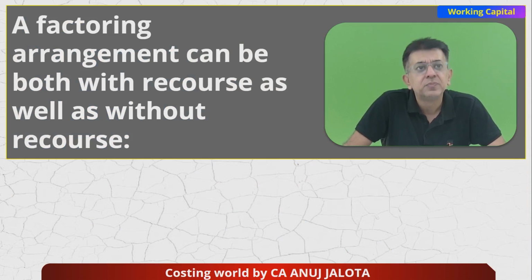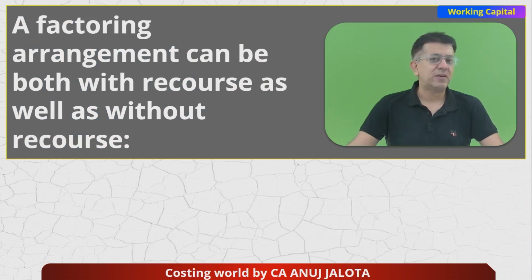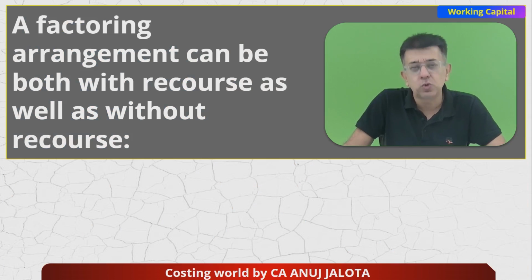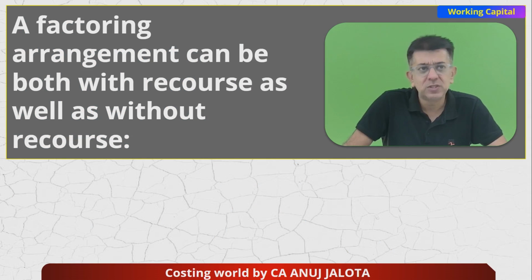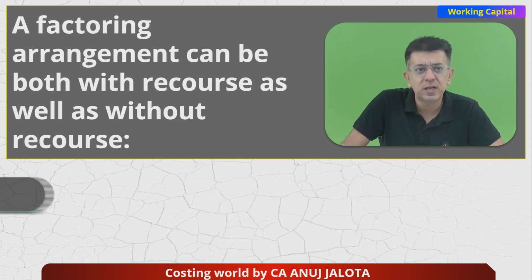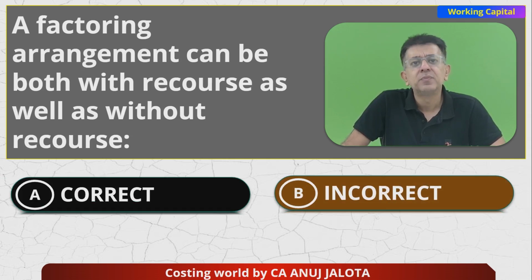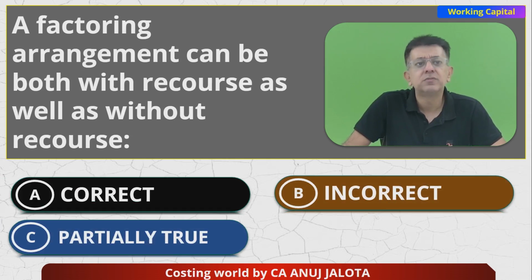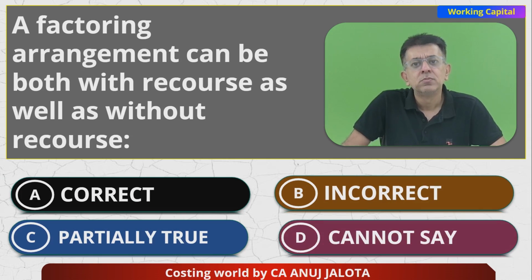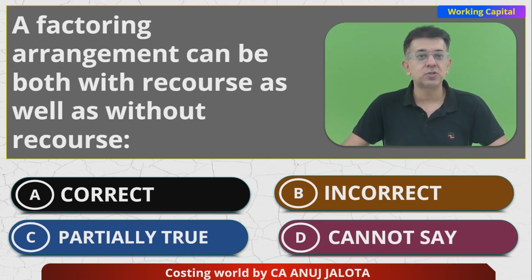Let's start it off. The question for today revolves around factoring. Our previous MCQ was also all about factoring only. Now, the question says a factoring arrangement can be both with recourse as well as without recourse. This statement is correct, incorrect, partially true, or cannot be said. This is too easy. We all have done numerical questions on factoring also. So, kindly answer.